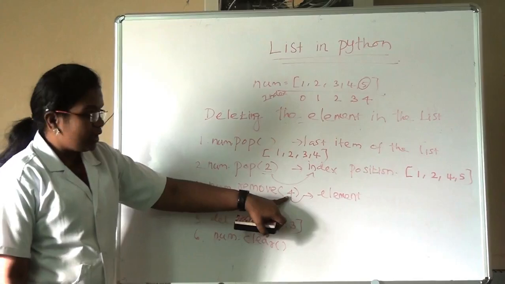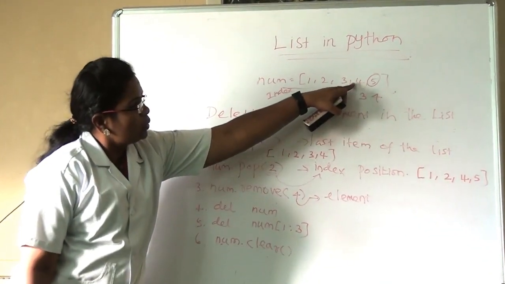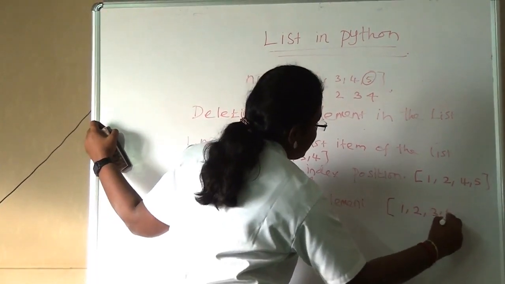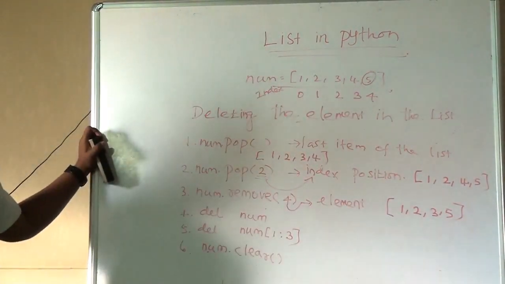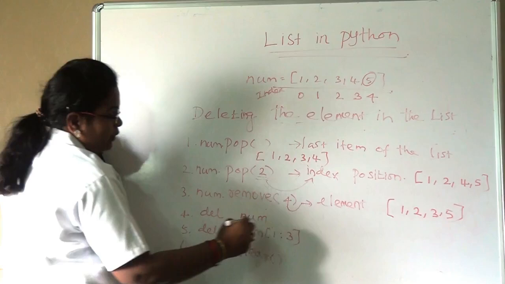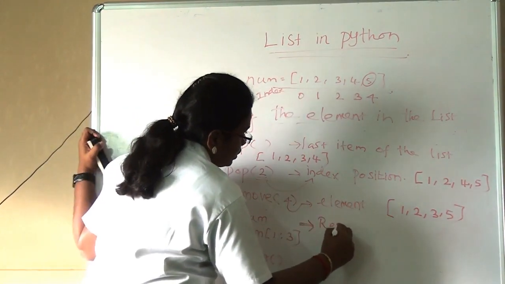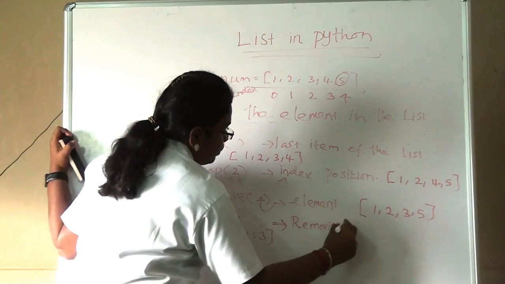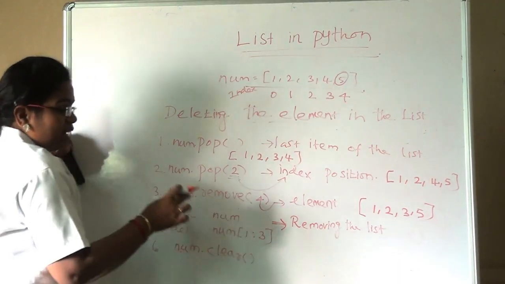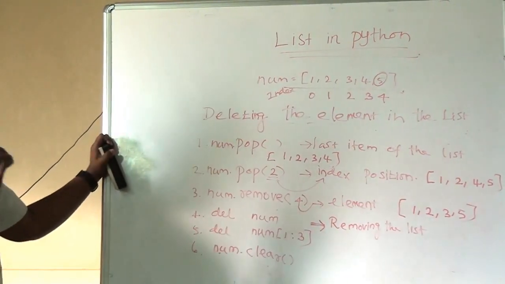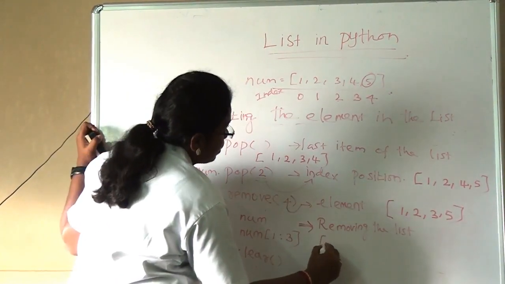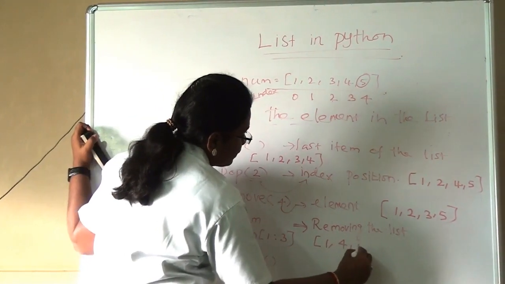Then the third one is removing the element. So the answer is 1, 2, 3 and 5. The fourth one, the corresponding answer is 1, 2, 3, 5. The next one is deleting the whole list. It will remove the list name also. Then this one is slicing, removing the sub-content of the list. The sub-content is 1 and 2, so the answer is 1, 4, 5.